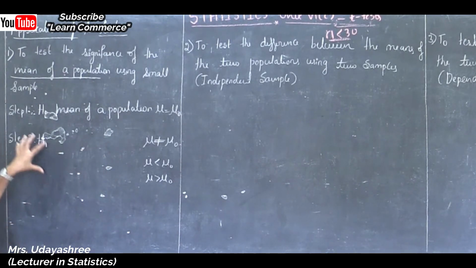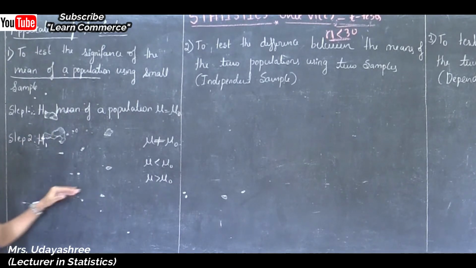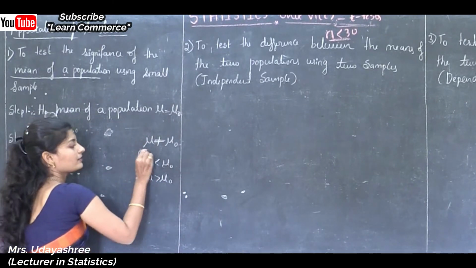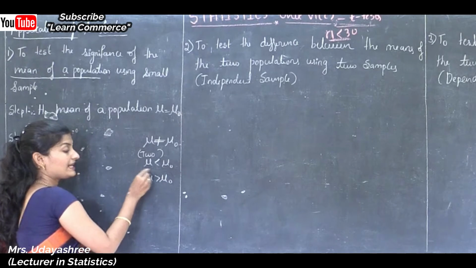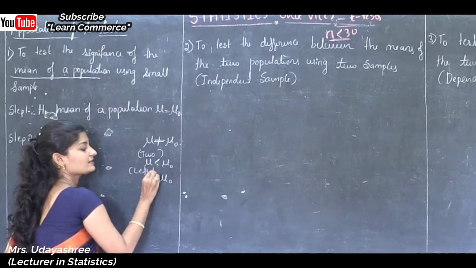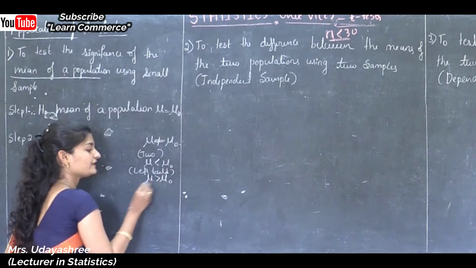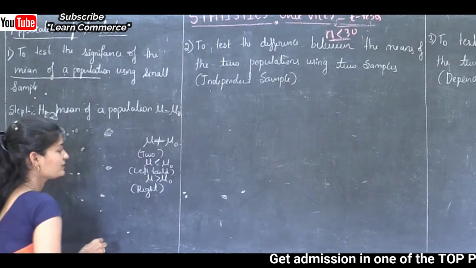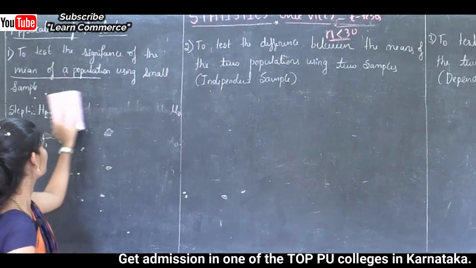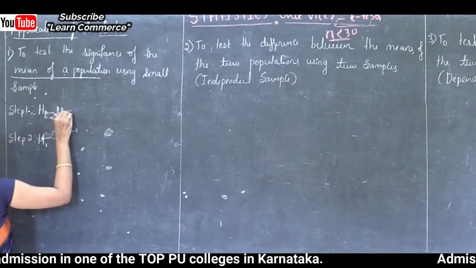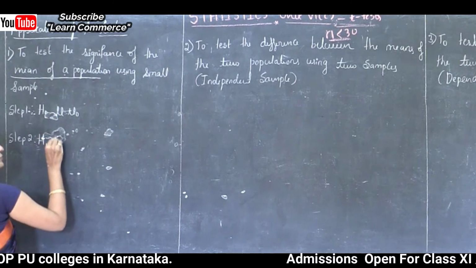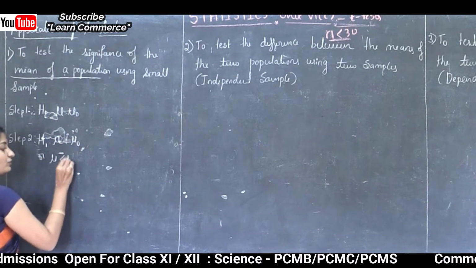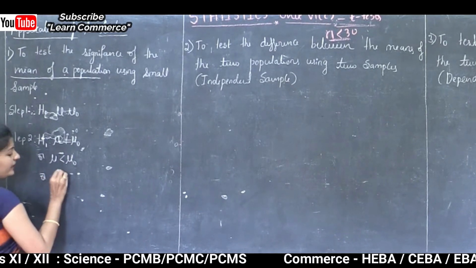Okay, these are the alternative hypotheses for step 2. If it is not equal to, that is a two-tailed test. If it is less than, that is a left-tailed test. And if it is greater than, that is a right-tailed test. So step 1 is mu equal to mu naught, and step 2 is mu not equal to mu naught, or mu less than mu naught, or mu greater than mu naught.